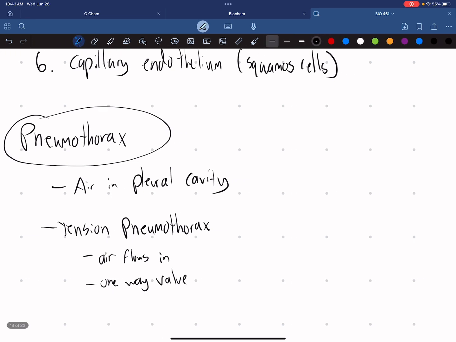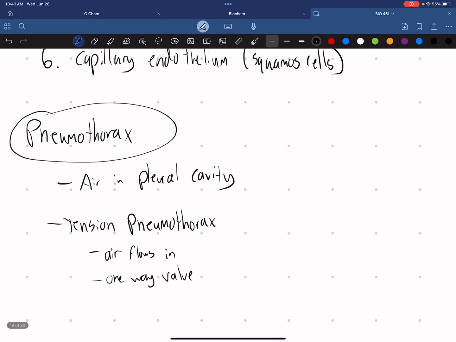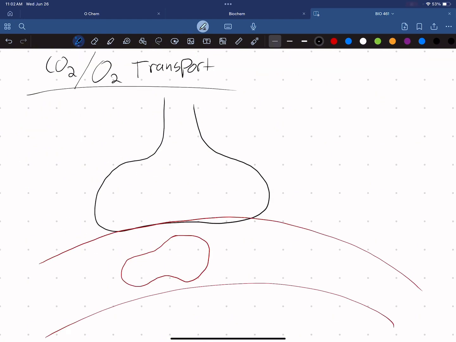So the way to address this is by relieving that pressure. If you are able to make an incision and insert a tube, maybe between the ribs, to relieve the pressure in the pleural cavity until it regulates itself again, that would save someone from the potentially threatening situation of a pneumothorax.